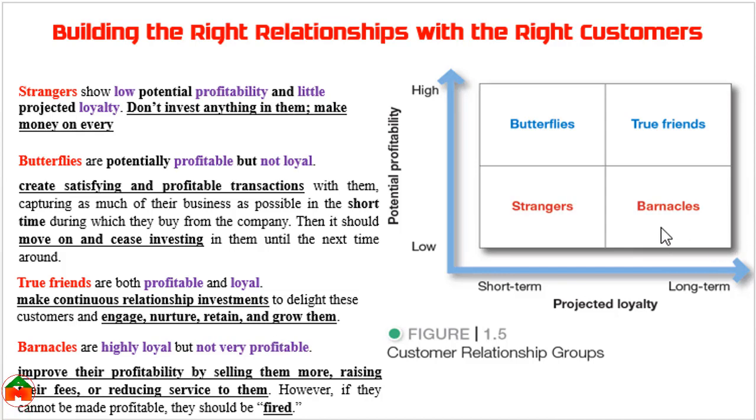And the last group is barnacles. This group has low profitability, but they are loyal for the long term. For this group, the company should have a policy to improve their profitability by selling them more, raising their fees or reducing service to them. And sometimes if they are not profitable, the company should fire them. So these are the 4 categories of customer relationships.